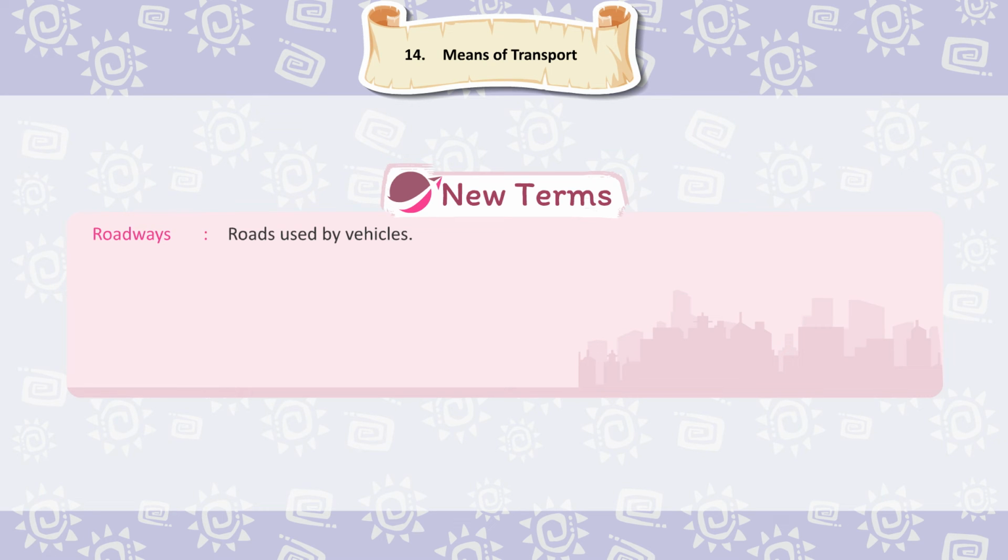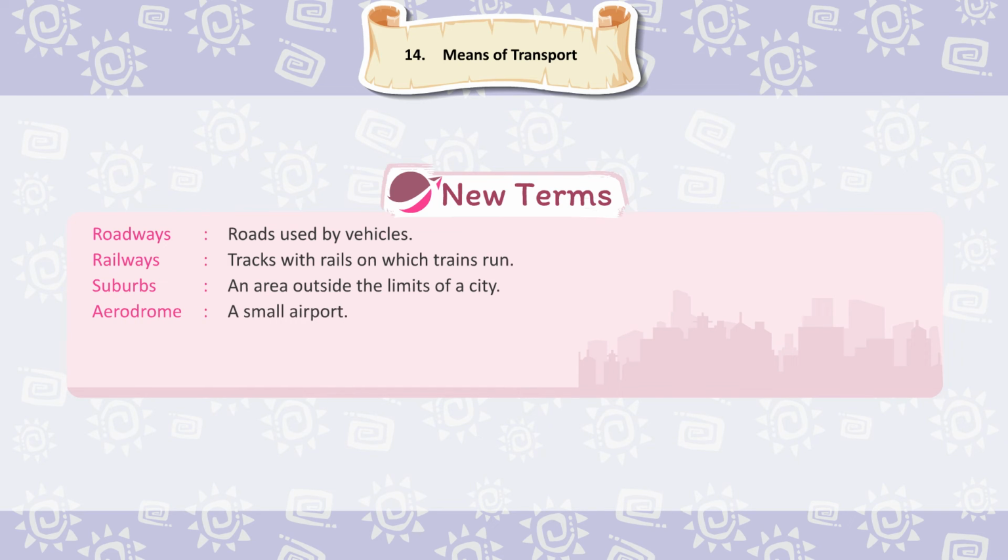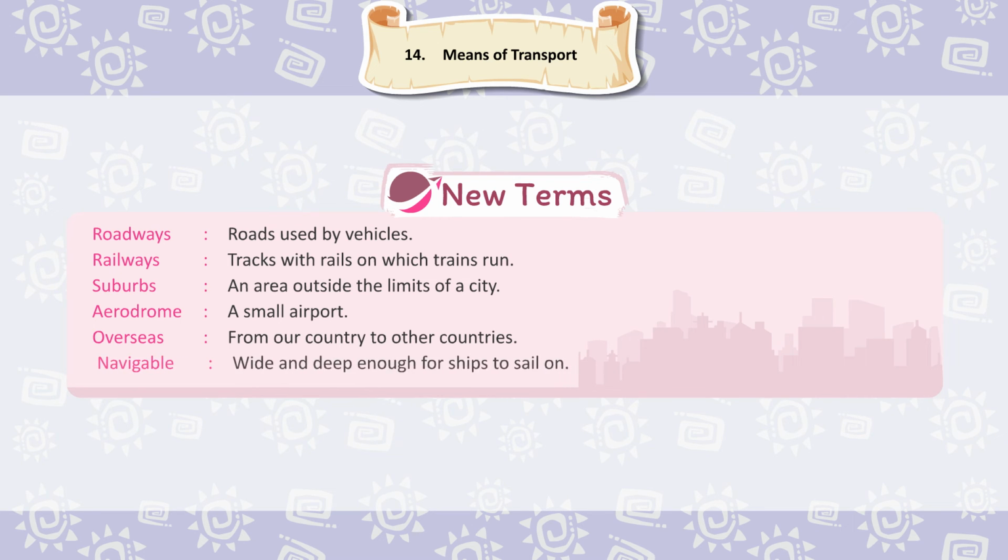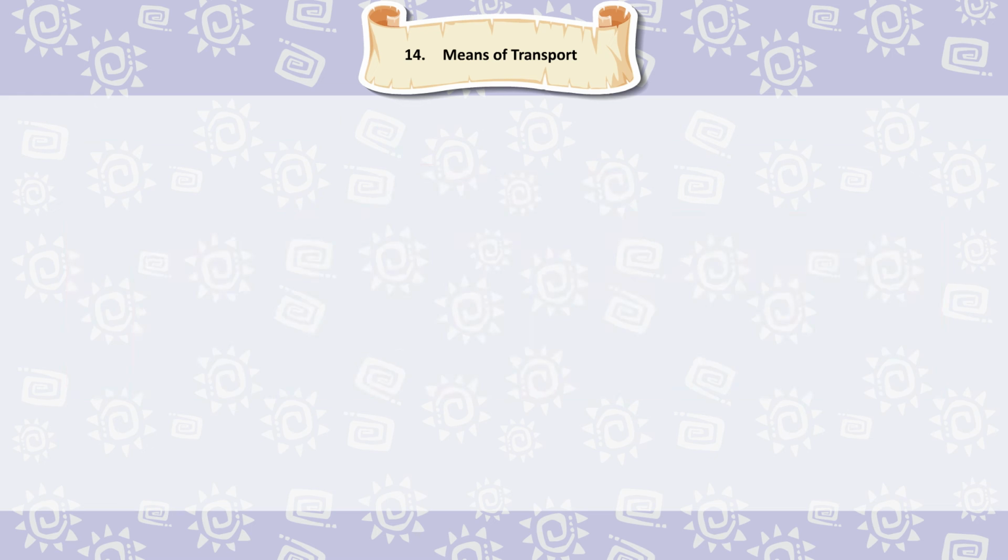New terms. Roadways, roads used by vehicles. Railways, tracks with rails on which trains run. Suburbs, an area outside the limits of a city. Aerodrome, a small airport. Overseas, from our country to other countries. Navigable, wide and deep enough for ships to sail on.